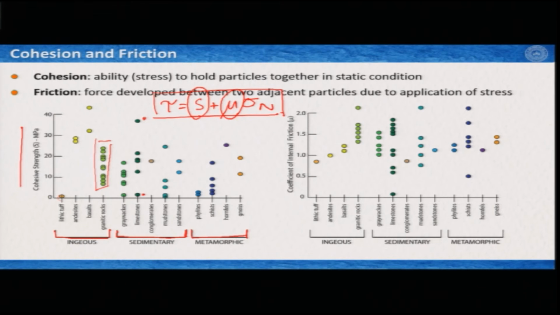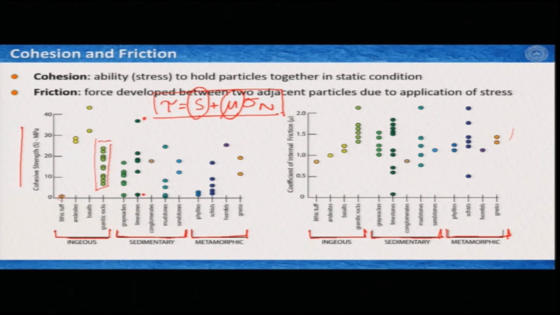If we look at the coefficient of friction mu, which is a dimensionless quantity, these are the same rocks, igneous, sedimentary and metamorphic, and we again see a wide distribution of this. Now, what we see here is a very important message I would like to give you from this slide: that a rock is highly cohesive does not mean that its friction would be high, and vice versa is also true.